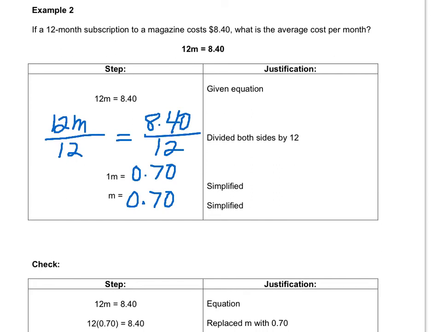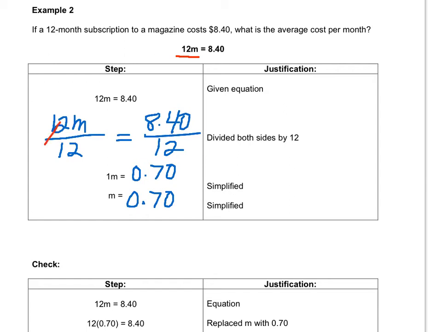Let's look at example 2. If a 12-month subscription to a magazine costs $8.40, what is the average cost per month? We'll use the equation 12m equals 8.40. The variable is multiplied by 12. To isolate the variable, we divide the left side by 12.